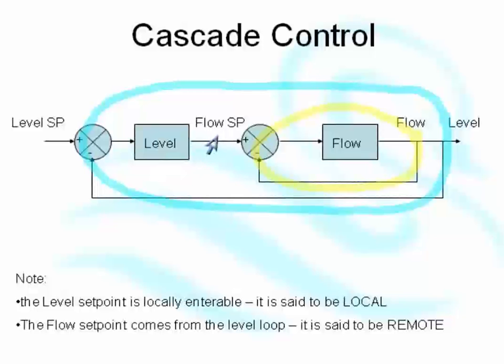Sorry, so the flow set point is not a local set point. It's a remote set point because it's being dictated by another controller. The level set point, on the other hand, is not being dictated by another controller. So we say the level set point is local and the flow set point is remote.